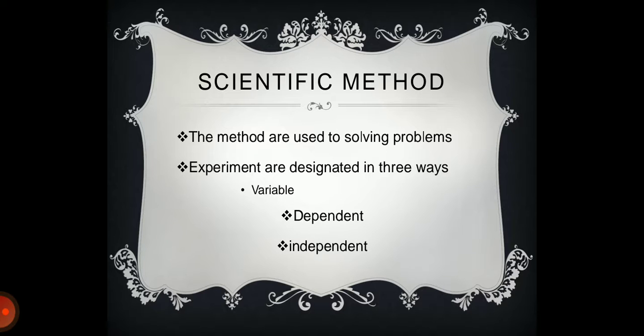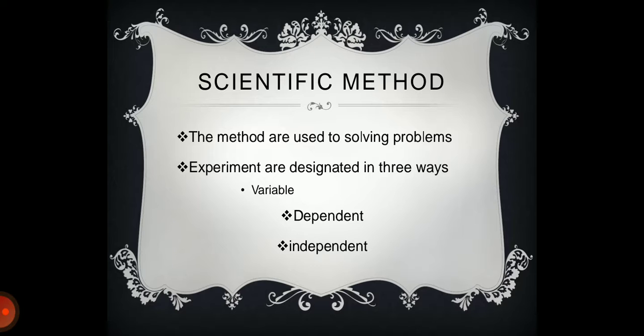There is some method. What is a scientific method? The method which is used to solve a biological problem only, not a math problem, not a chemistry problem. The method which is used to solve a biology problem is known as the scientific method.